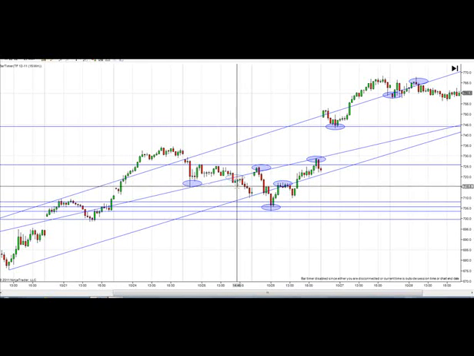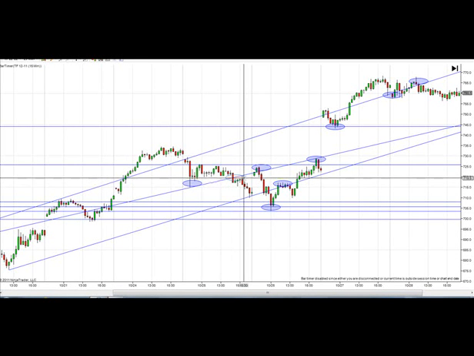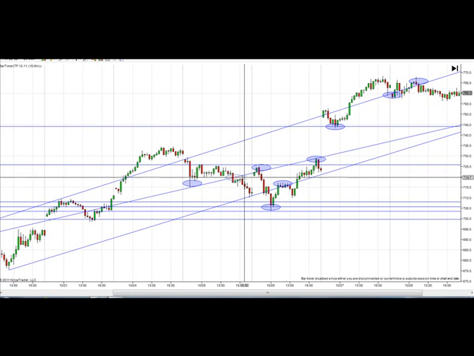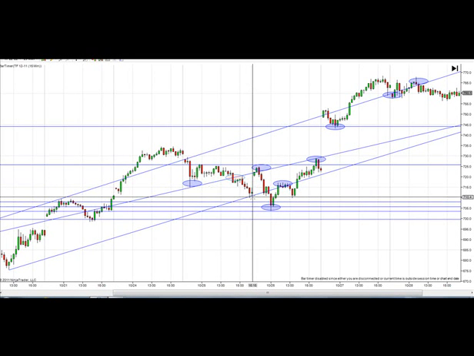Some who entered at this point right here did make their profit target, but then this was the indication of a reversal down, banging off the trend line resistance here, and as you can see, it did come down nicely.